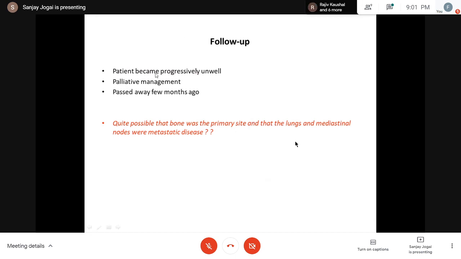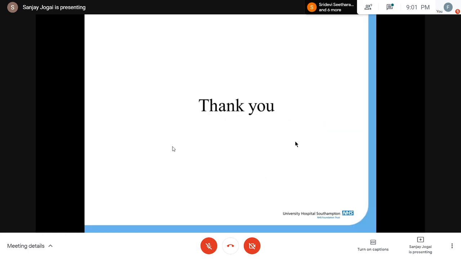Now, follow-up: the patient became very unwell. He had to be managed palliatively, and he passed a few months ago. Now, that brings to the question, if we go back to the initial slides, there was bone disease. So was this actually a primary bone tumor which had metastasized to the lung? Who knows? And that is all.